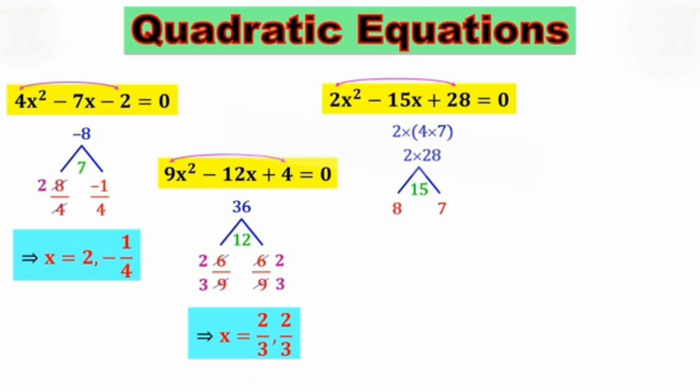Then divide by the first number 2. So roots are 8 by 2 and 7 by 2. That means x equal to 4 and 7 by 2.